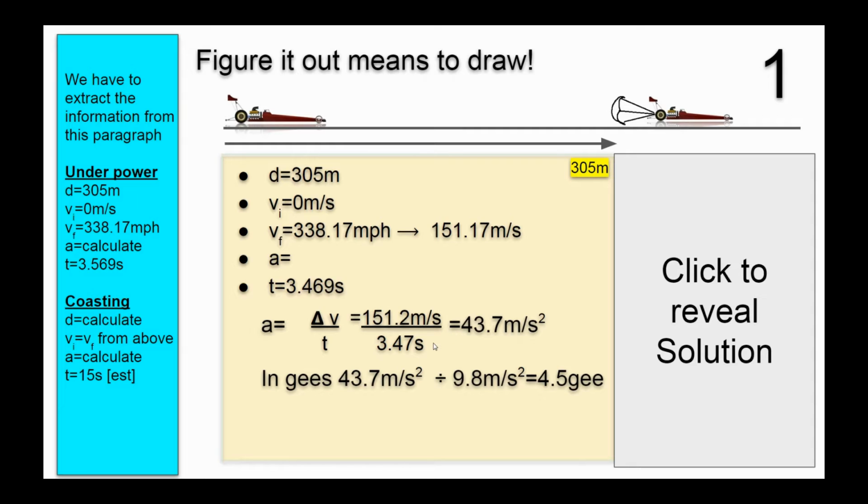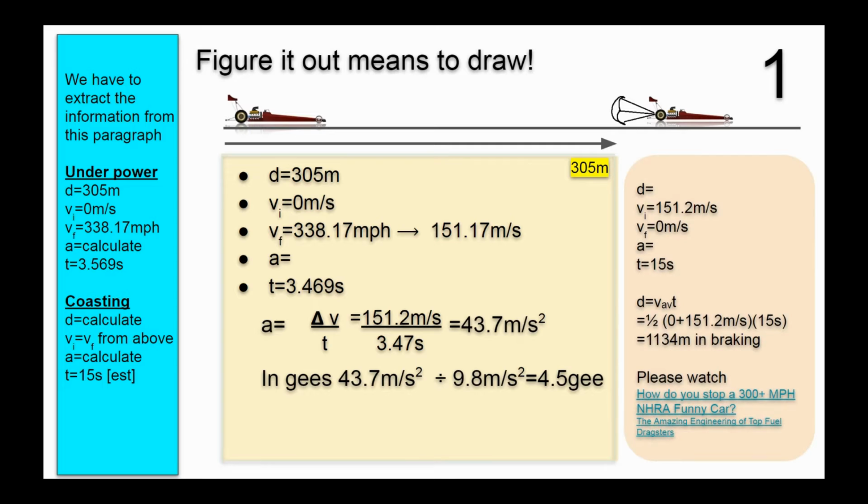Now, what do we pass forward to the next equation? She's at 305 meters and she's traveling 151.17 meters a second at the moment she crossed the line and then deployed her parachutes more or less at that time. So the VF from the first part moves forward and becomes the VI in the second part. And her new VF will be 0 when the vehicle stops. When we calculate it, we find that she will take 1,134 meters to stop again.